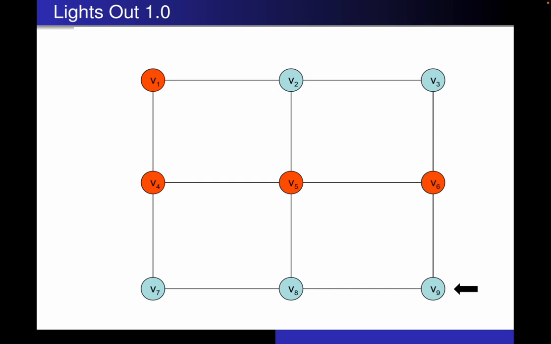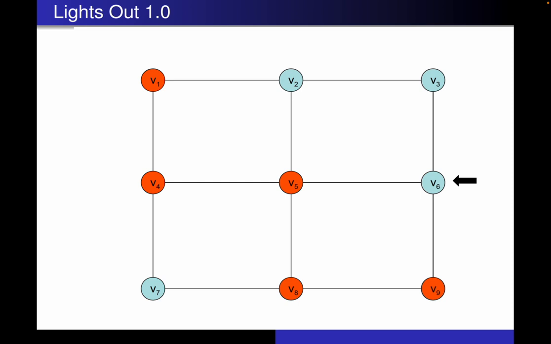Then we're going to do the lower right, V9. That one is also next to two other buttons. It's right next to V8, so it's going to turn that one orange. It's right next to V6, that'll turn blue, and then V9 will turn orange. There we go.